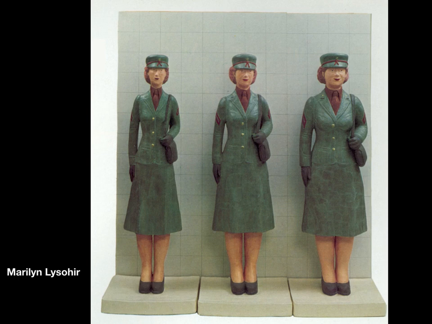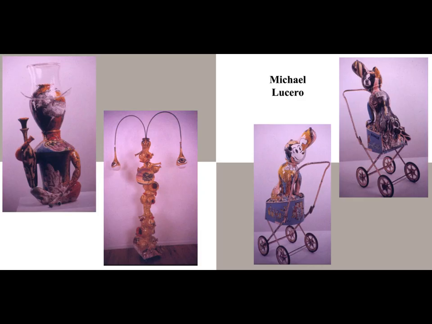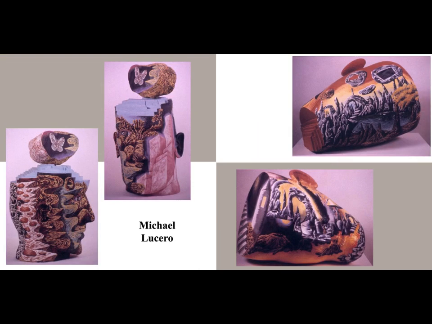Marilyn Lysor playing with these different body types. She would do all of these women who were in war. Michael Lucero took a lot of freedom in the figure, using a variety of different material, as you see the baby stroller or the glass blown hat. But his surface work was always very painterly, and as you looked around the piece, the story was slowly unfolding. As you looked at the other side of the piece, you get more information.